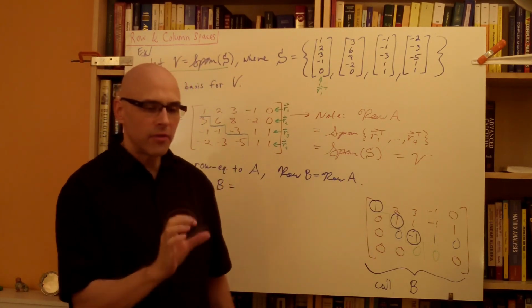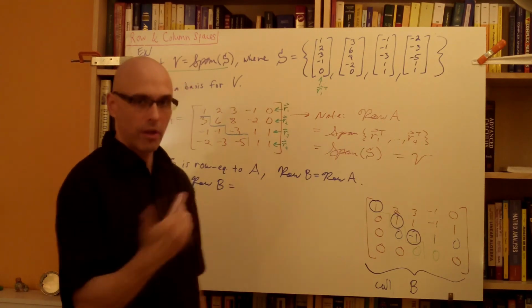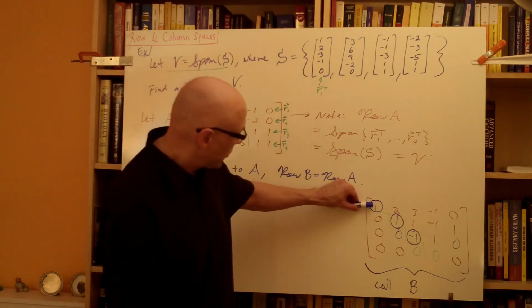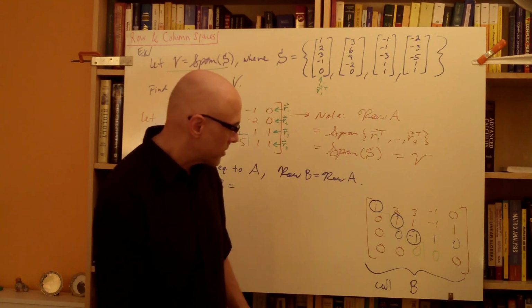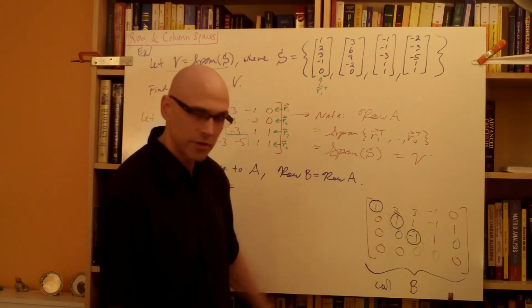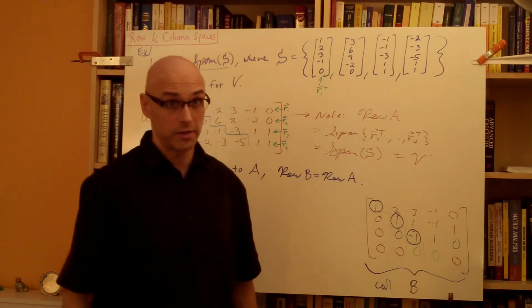When you get a matrix into row echelon form, the non-zero row vectors of the matrix are linearly independent. This is a fact.